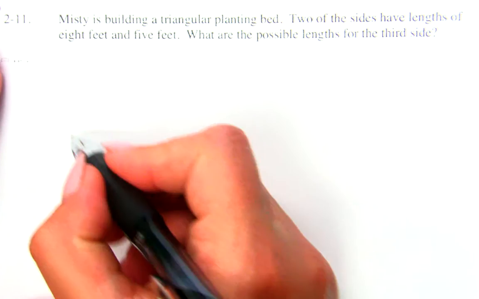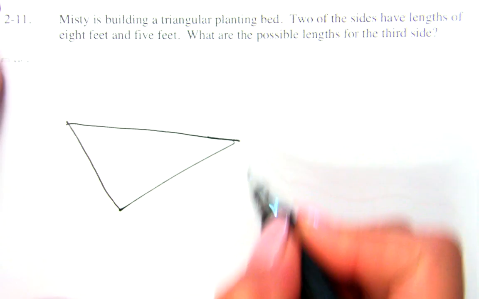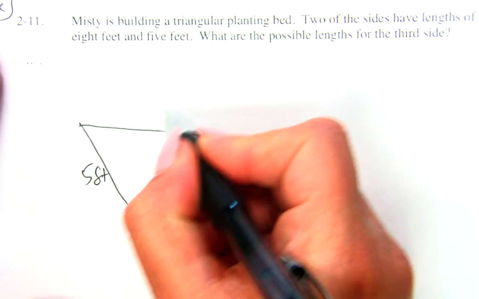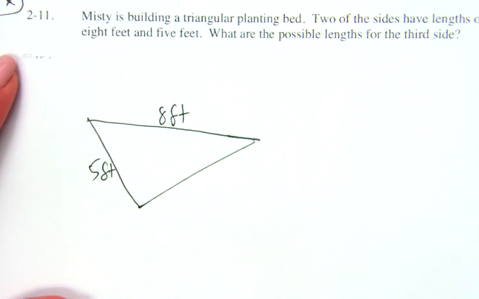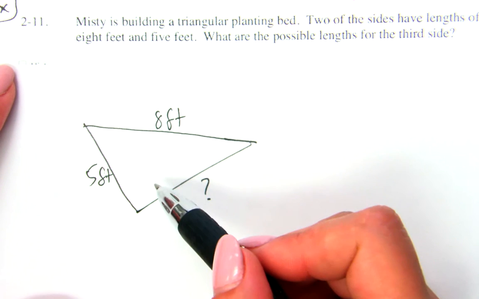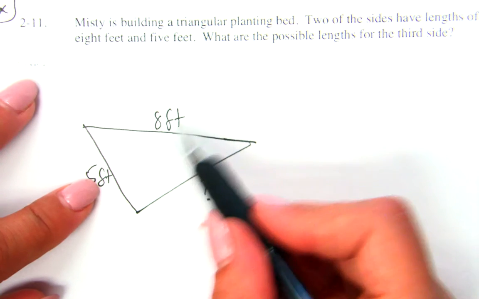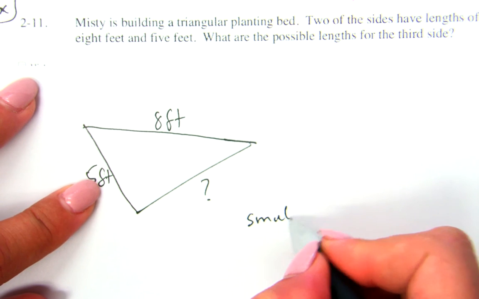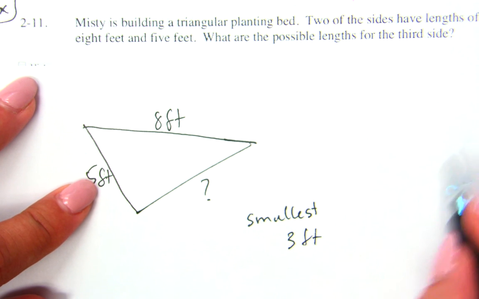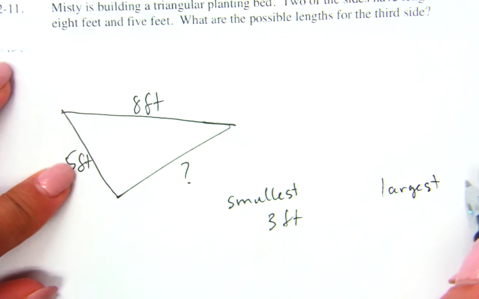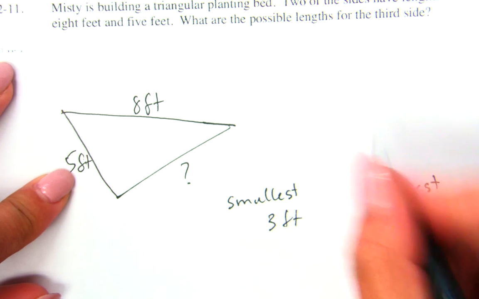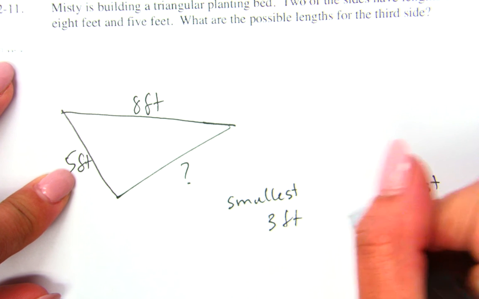All right, well, she's just pretty much doing a triangle, right? So one of them is going to be 5 feet. The other one's going to be 8 feet. I guess the only question is, what can you build here? So this basically goes to the learning log that we had the other day. The smallest, right? The smallest she can make is 3 feet. And then the largest that she can do is 13 feet. So she has to make her third side somewhere in between.